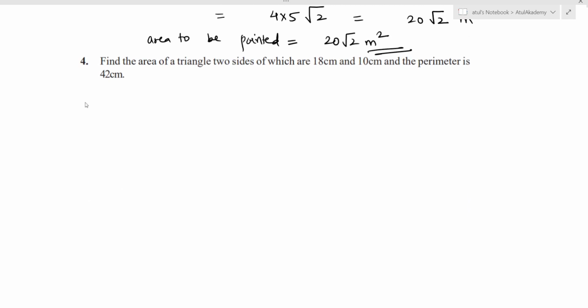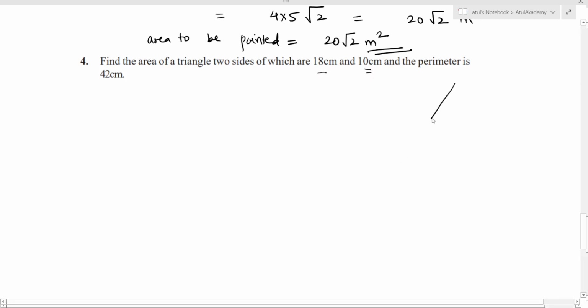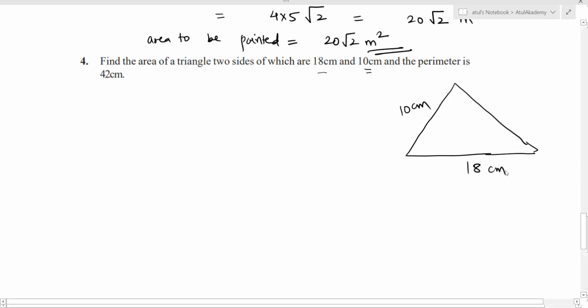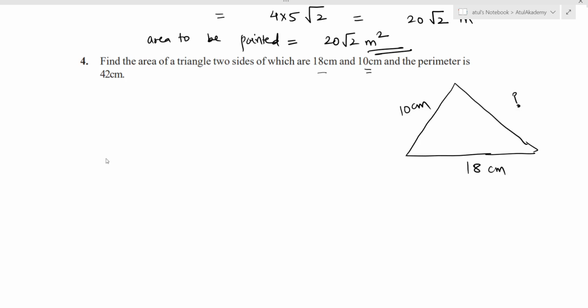So now let's move to the next question. Find the area of a triangle, two sides of which are given and the perimeter is also given. So I hope that's very easy. If you know two sides, you know the perimeter, you can calculate the third side. Let's say I have this as 18, this as 10 centimeter. I need to find this third side. Okay, so I know perimeter of triangle. Perimeter of any triangle is equal to sum of three sides.